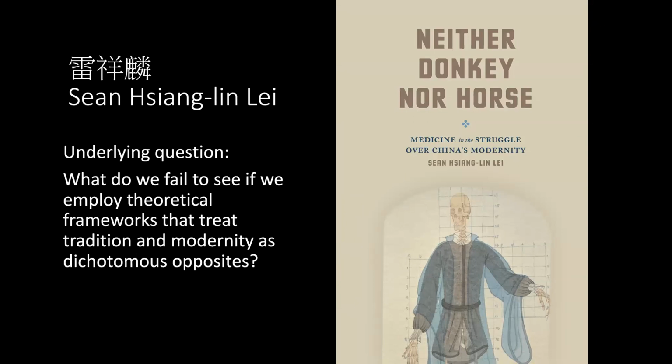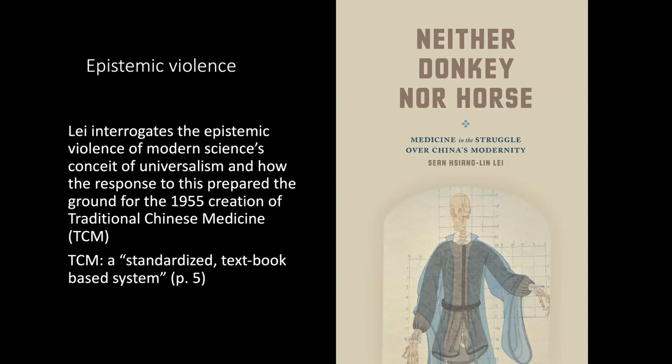So what do we see if we continue to employ theoretical frameworks and mindsets that put traditional and modern into dichotomous relationship rather than into nested, interwoven, constantly interacting and mutually constitutive relationship? A core facet of this is that he analyzes, explores the epistemic violence that occurred when modern science came in with this conceit of universalism. This is a universal truth about all bodies, therefore your way of looking at the body and its disease and its illness and its path of humanity is wrong.